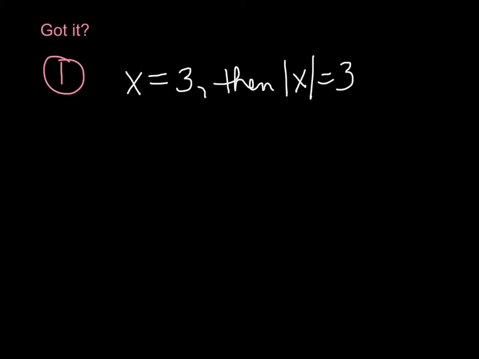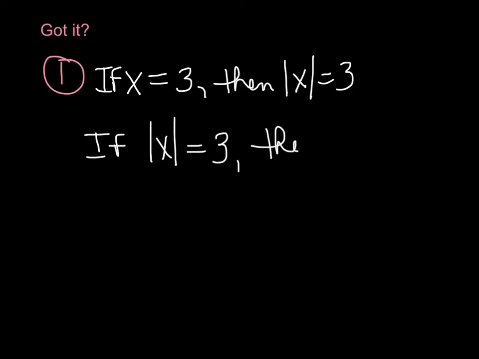Let's look at example 1 on the top of page 615. It says, if x is equal to 3, then the absolute value of x is equal to 3. If x is equal to 3, then the absolute value of x is equal to 3, which is true. So let's write the converse. If the absolute value of x equals 3, then x equals 3.